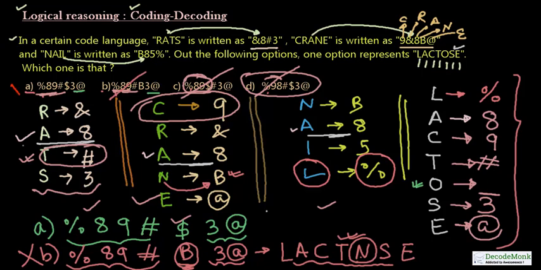So in this case, option A should be the right answer. Because if you read the question carefully, it says out of the following options, one option represents lactose. So the question is definite that one of the options represents lactose. We have already crossed out option C and option D earlier, and option B also doesn't represent lactose, but represents something like LACTNSE. So definitely option B is also not the correct answer. So option A should be the right answer to this question.